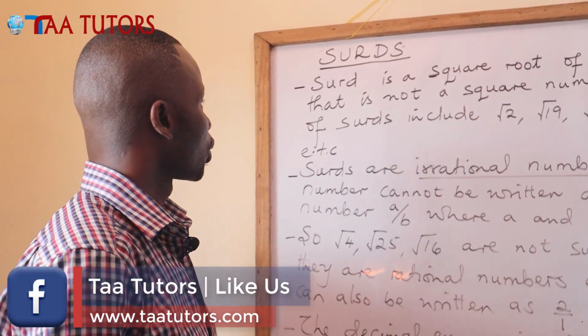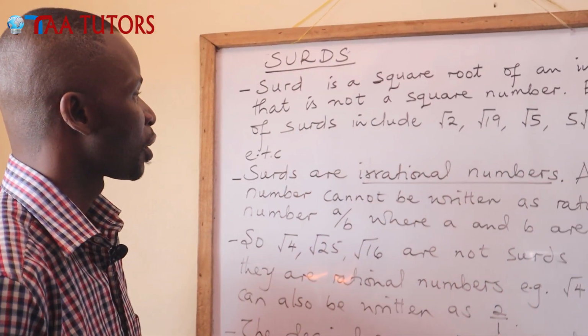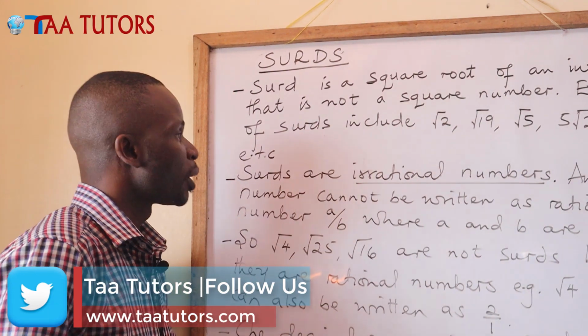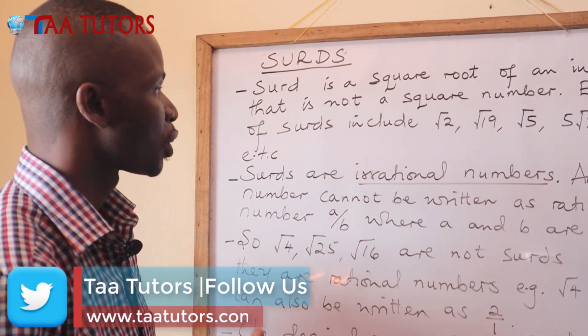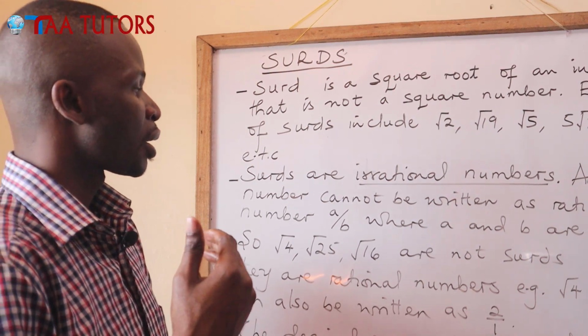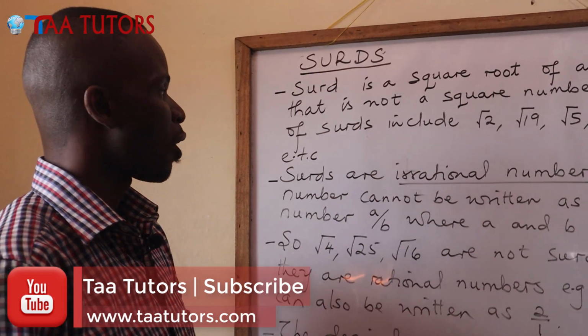And today we are going to look at Surds. Now, Surds is a very small chapter, but very important in mathematics, because sometimes we want to write a very long decimal number into an exact form of that number.